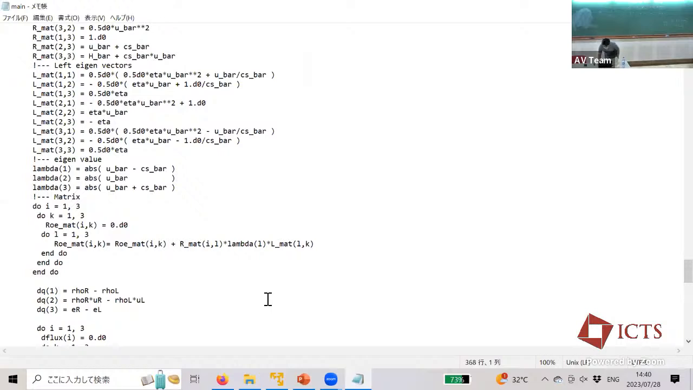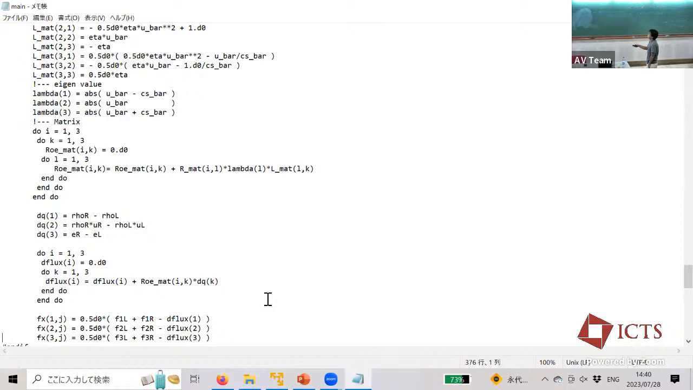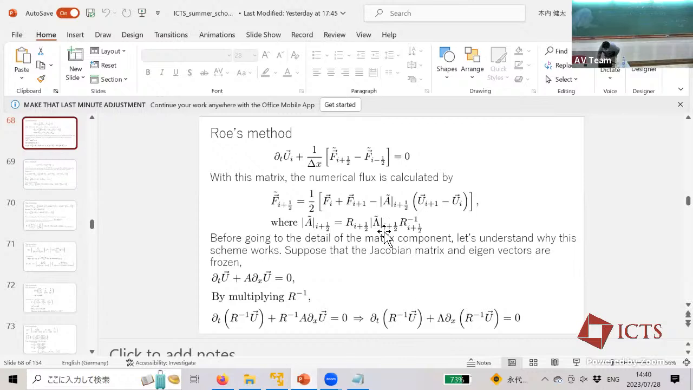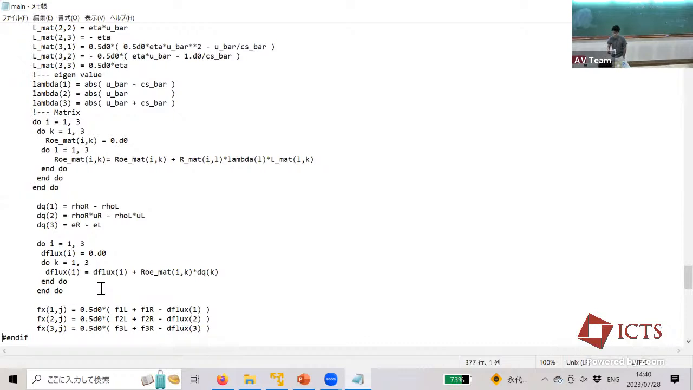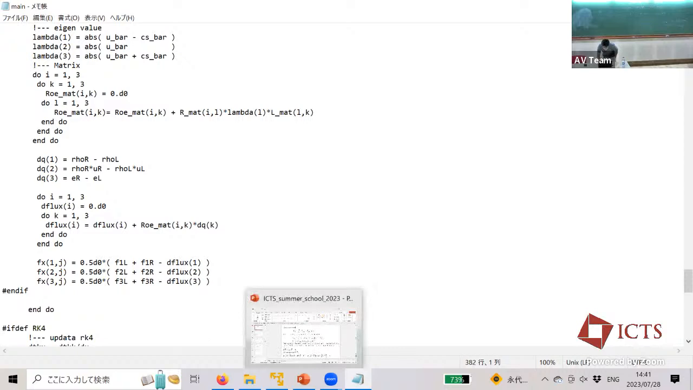Now you have these terms, and this term is a matrix and these terms are vectors. So you multiply this matrix to this vector, which is given by DFLX here. So the numerical flux is given by the arithmetic average of the left and the right state of the physical flux plus this correction term, which guarantees to capture the discontinuities. This is the Roe scheme.